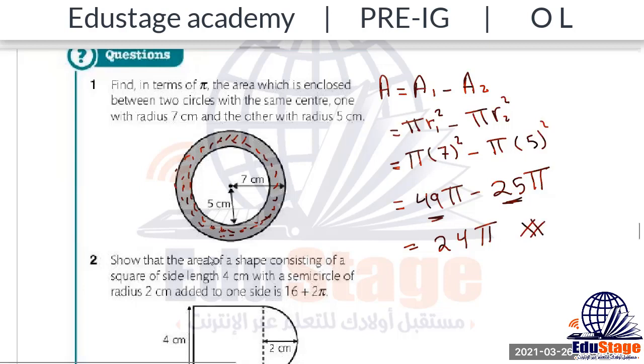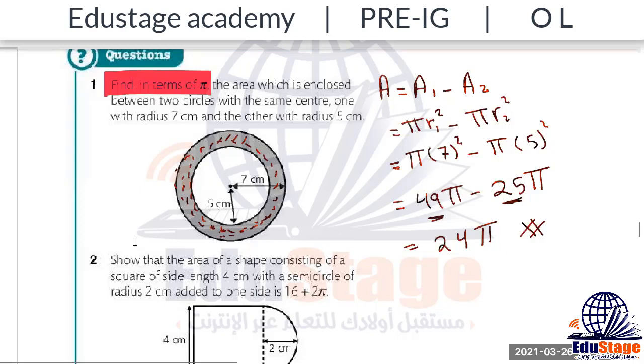But can you read this again, please? Find in terms of pi. So we need to keep it like this. Guys, take care about the question, because sometimes the question says I need you to write it in terms of pi, or to round it to 3 significant figures or 2 significant figures. So you need to take care of those statements.